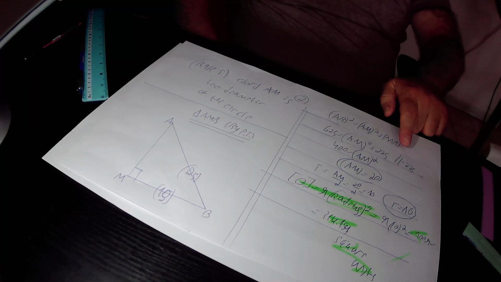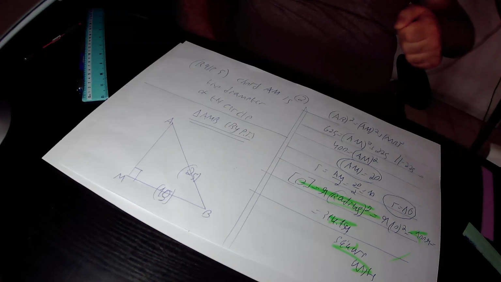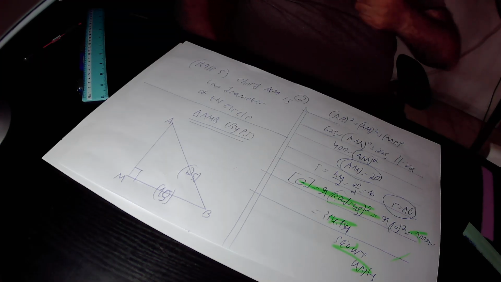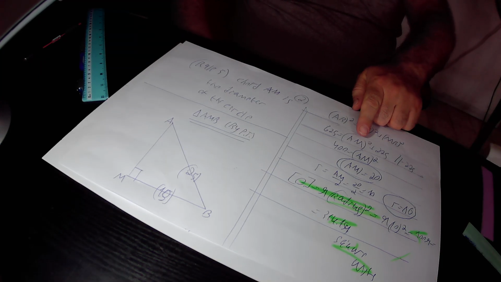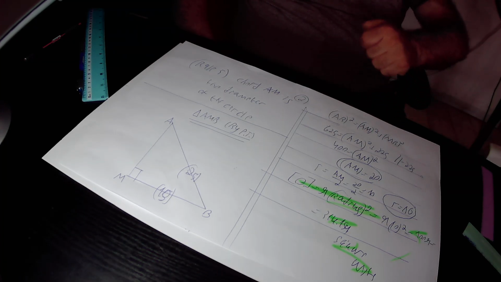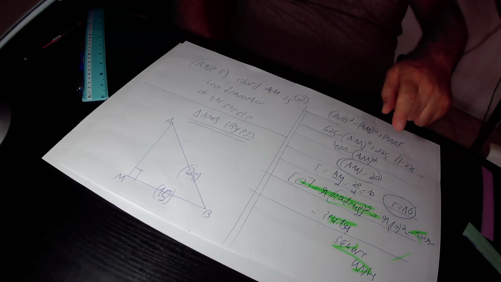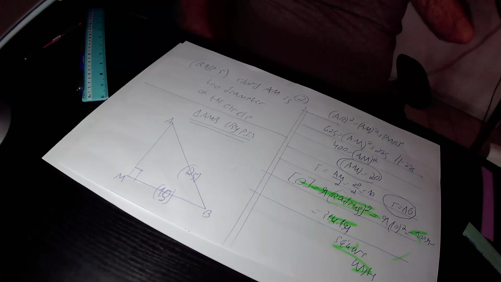Here we subtracted 225 from this equation, and finally found out that 625 minus 225 is 400, so 400 equals AM squared. We took a root of this equation and finally found out that AM equals the square root of 400, that is 20. So actually we found out that the diameter AM is equal to 20 units.